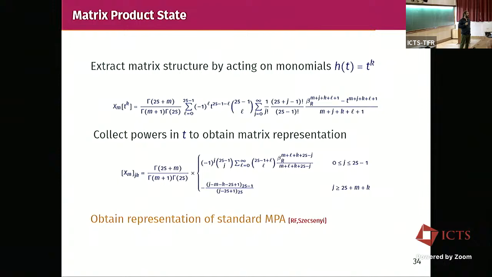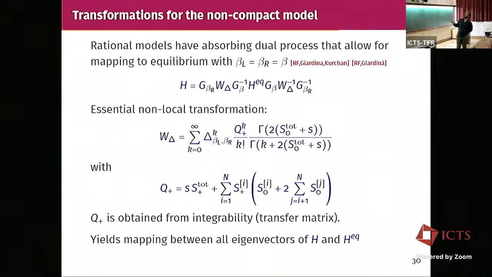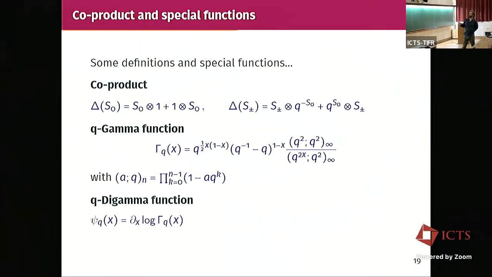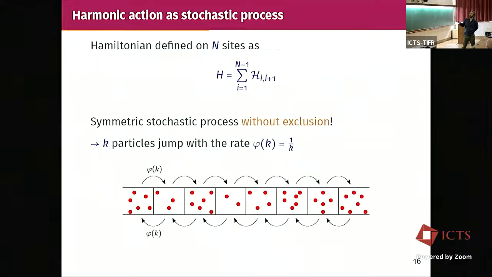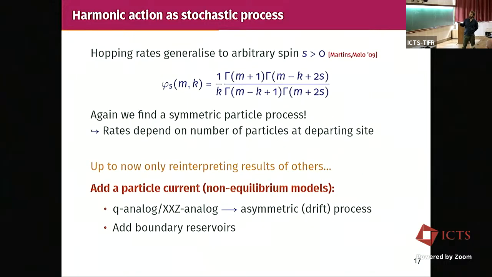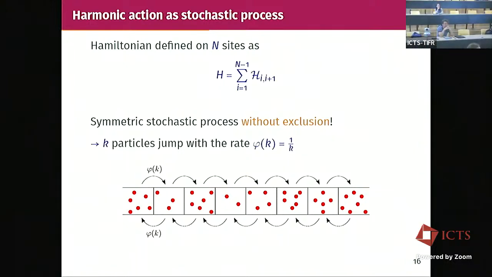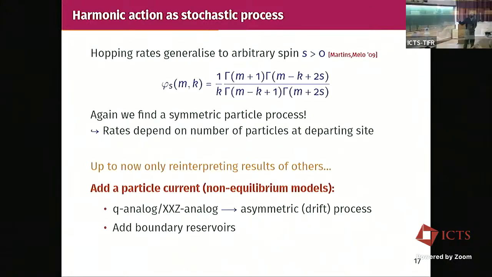And what is special about S equal 1/2? So this was just that the rates... Well, what is special about it? I do not know, but these rates here lose the dependence on the number of particles at the departing side. So you just get 1 over k. Okay, so the model you describe is S equal 1/2 here? No, most of the results are valid for all positive S, bigger than 0.